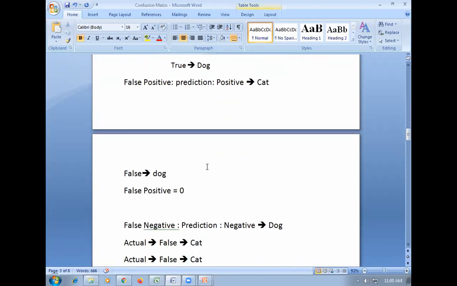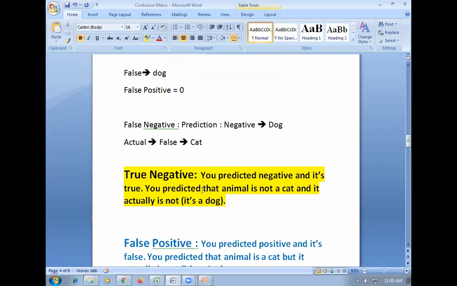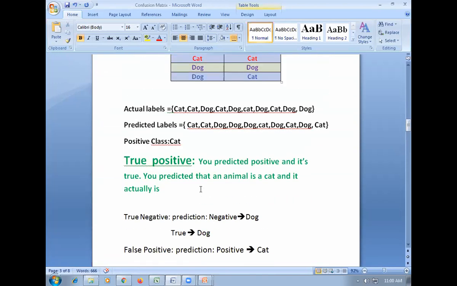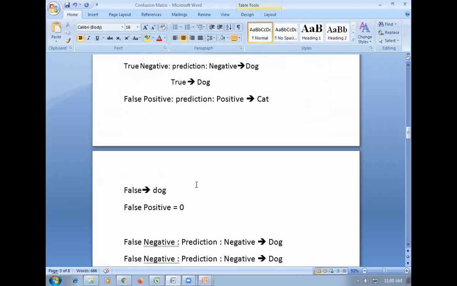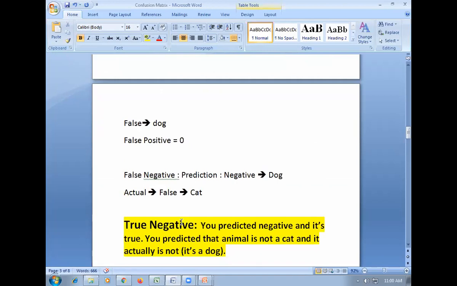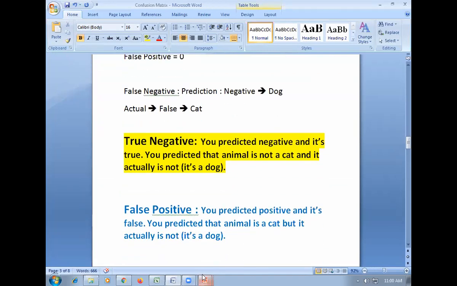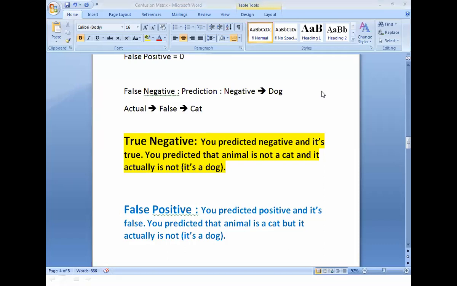Okay. Now we know how we can calculate the true positive, true negative, false positive, and false negative. Understood up to this? यहाँ तक समझ में आया सबको? Yes, समझ में आया यहाँ तक? Yes, ma'am. Yes, ma'am. Okay.